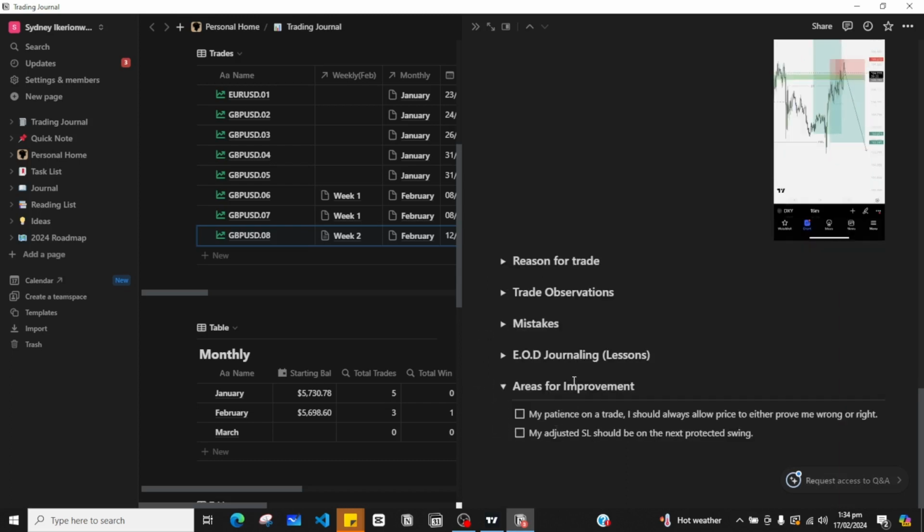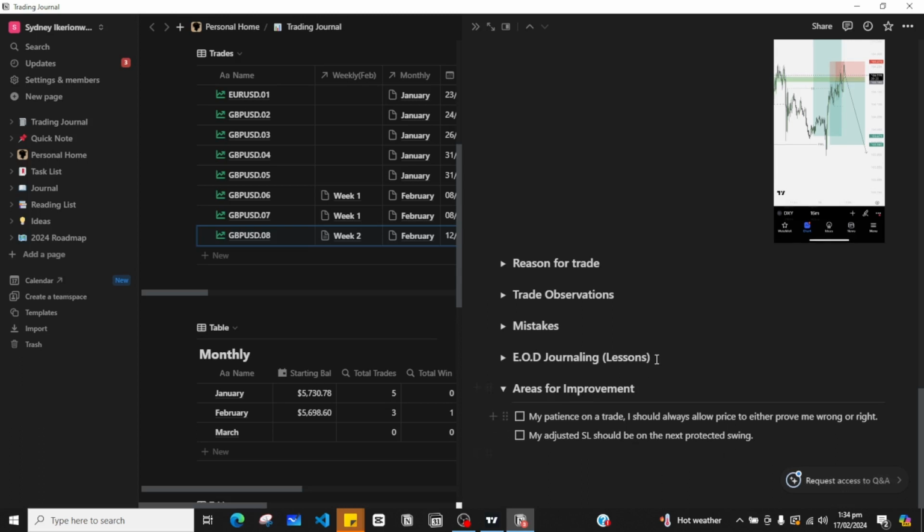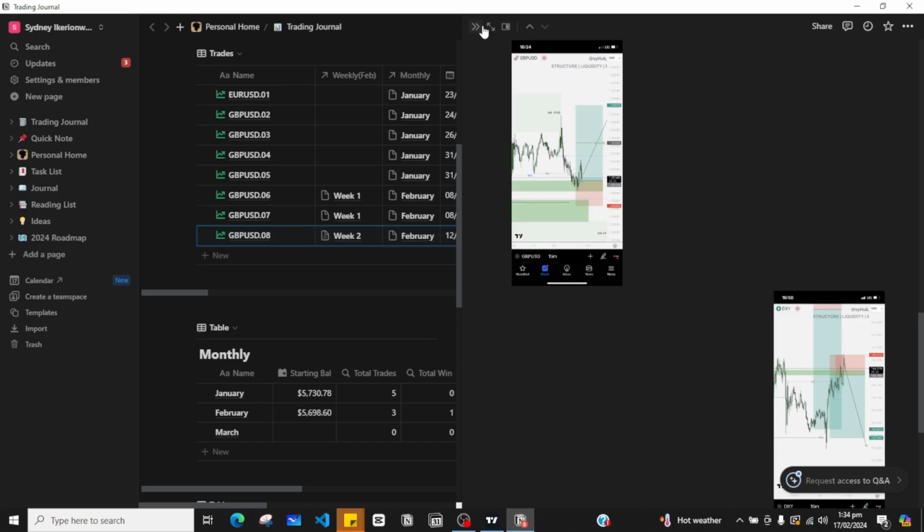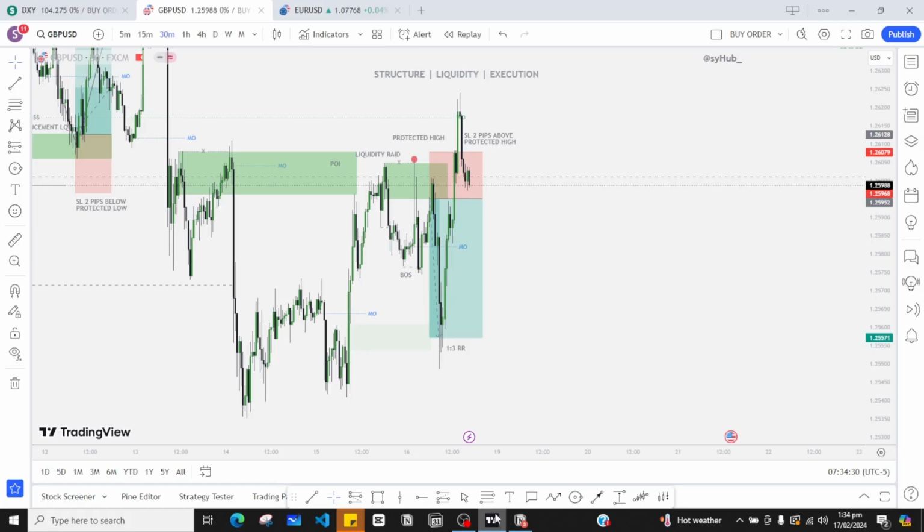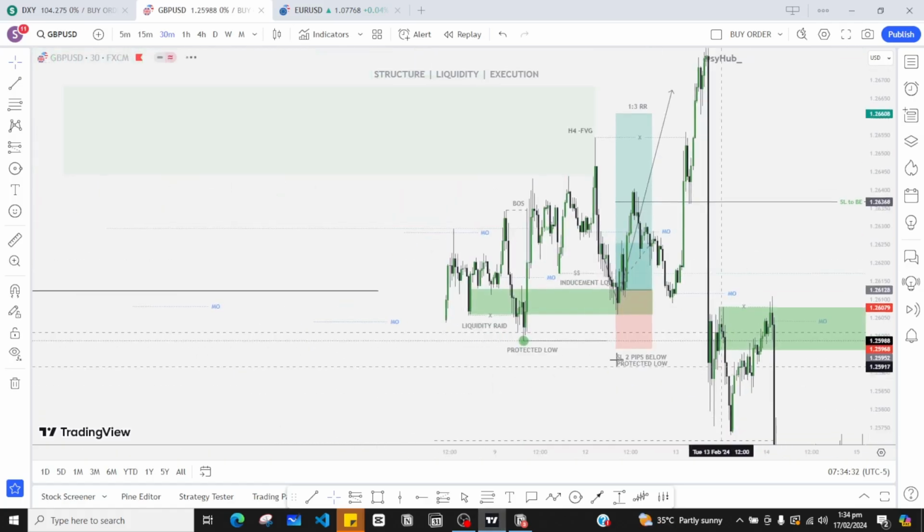So the area to improve on is my patience on a trade. I should always allow price to either prove me wrong or right, which is what I said. I should let price hit my stop loss or my take profit. My adjusted stop loss should be on the next protected swing. So what do I mean by this? Let me take you guys to the chart so you guys can see the trade.